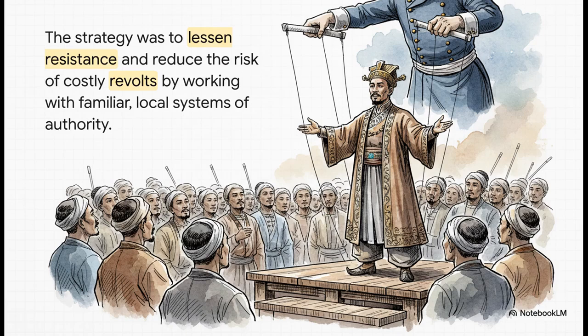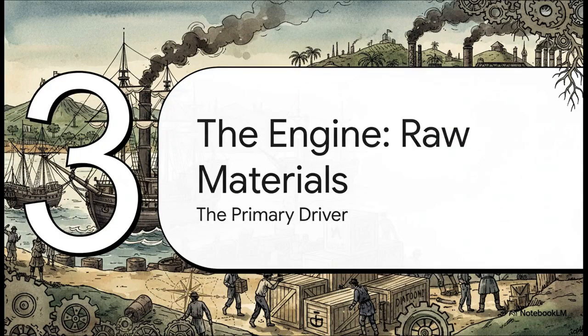So why would you choose indirect control? Well, the thinking was pretty strategic. By using local leaders and systems that people were already familiar with, you'd hopefully face less resistance. It was seen as a smarter way to keep the peace and avoid expensive, bloody rebellions. Now, out of all the parts of this blueprint, there was one that was more important than all the others. It was the engine driving the entire machine, that relentless demand for raw materials. This wasn't just a nice side benefit. For a lot of people, it was the whole point.